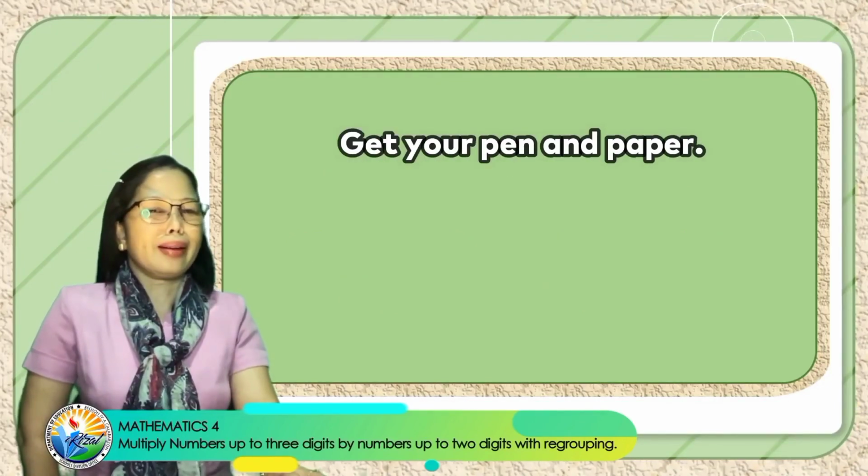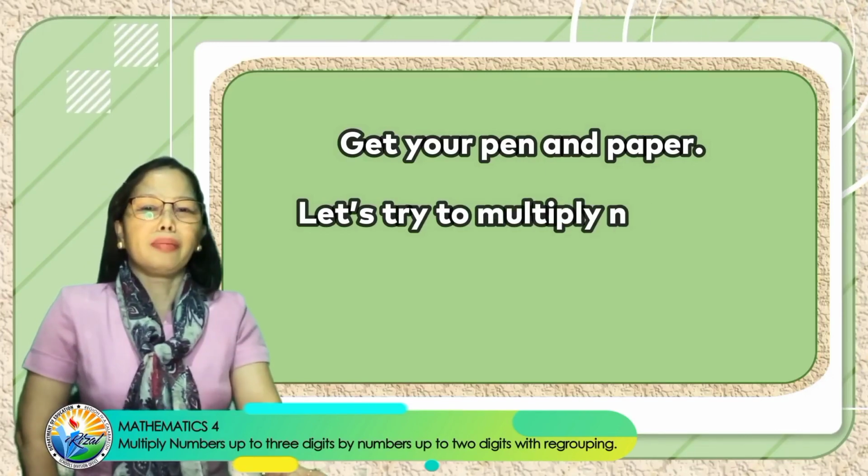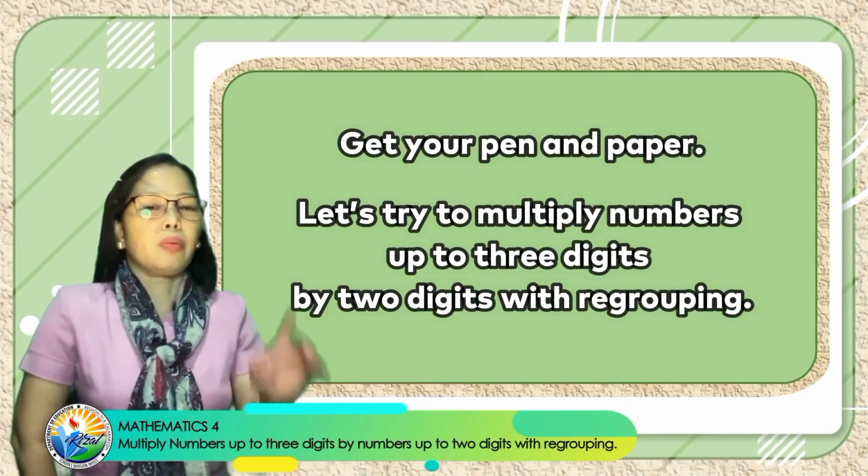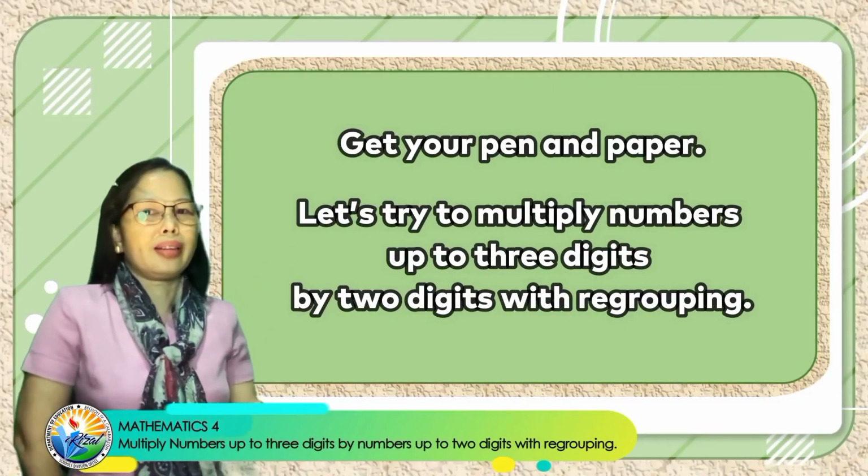Now get your pen and paper. Let's try to multiply numbers up to 3 digits by 2 digits with regrouping. Ready?